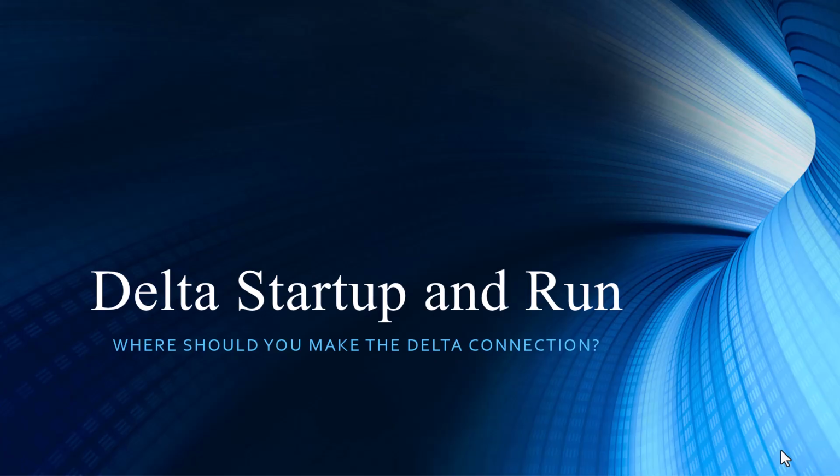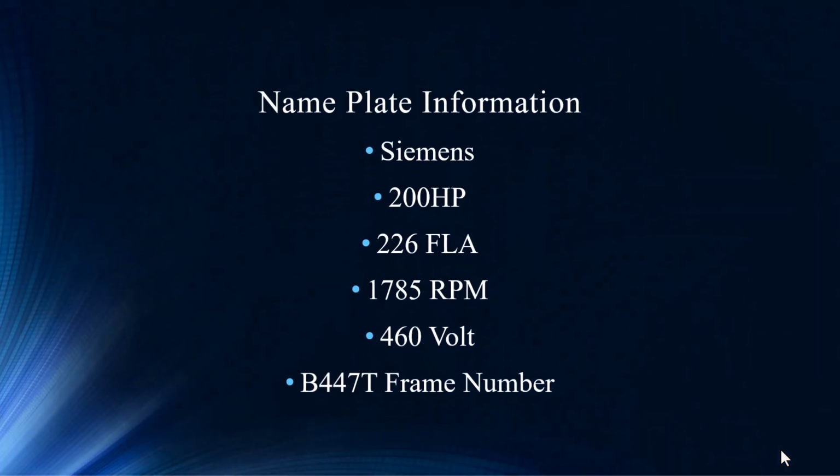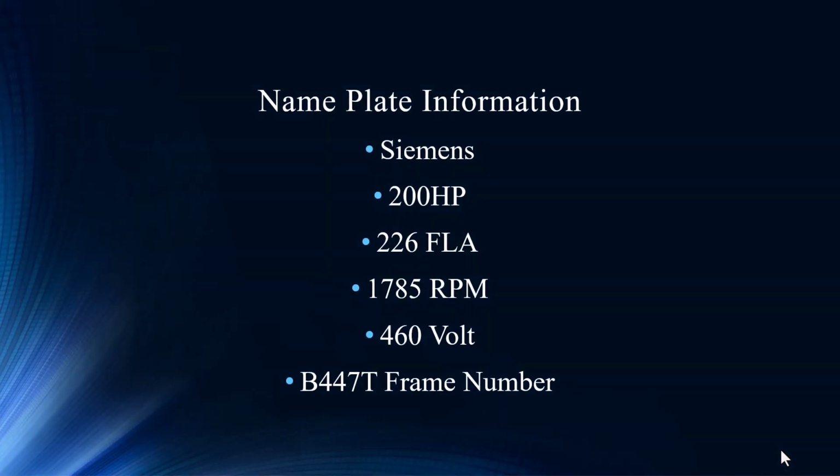A lot of times when a motor gets sent back to you from the shop, it's not pre-wound one way or the other. It has a variety of voltage configuration possibilities, and they'll leave the windings hanging out of the motor so that you can connect them the way you want. Perfect. This is a 200 horsepower, 226 full load amps, 4-pole motor at 460 or 480 volts with a frame number B447T. So this is a pretty significant size, but one that you could probably get away with doing a Delta start, Delta run.